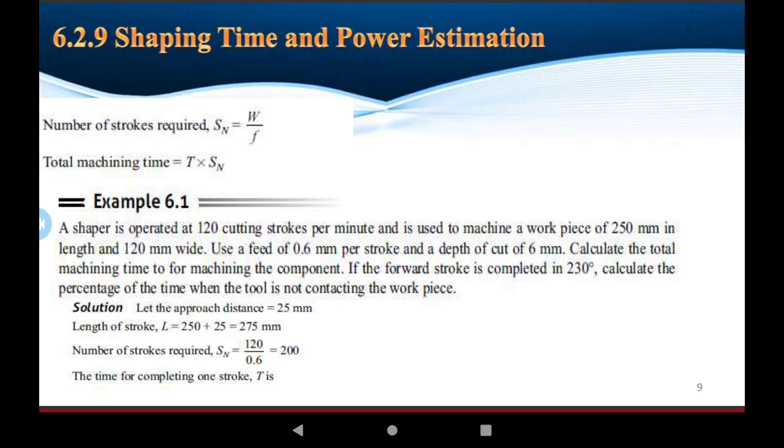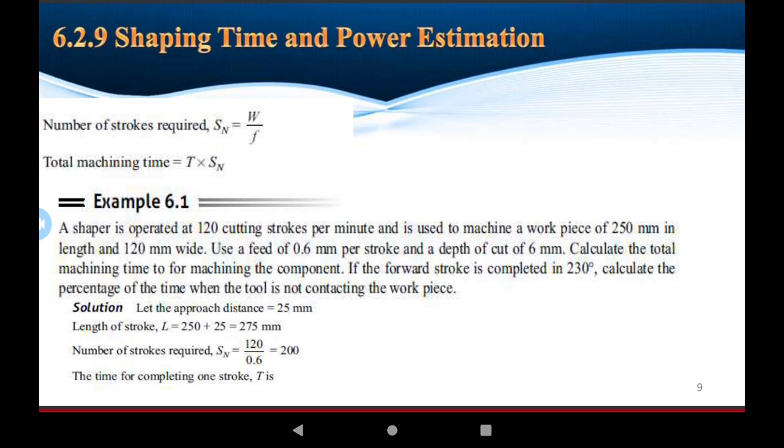Okay, some examples are present for this. This is the formula. A shaper operates at 120 cutting strokes per minute. The machine makes 120 cutting strokes in one minute. The machine is used for machining a workpiece that is 250 in length and 120 in width.